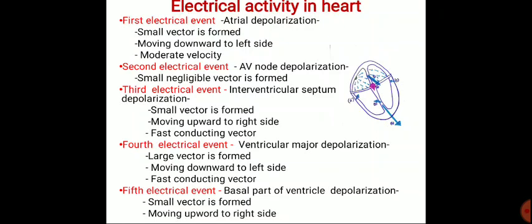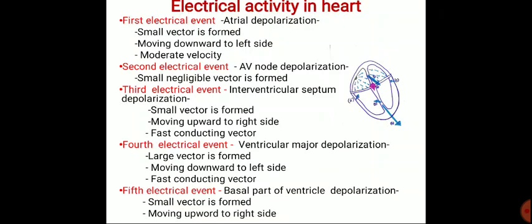The second electrical event is the AV node depolarization. A very small, negligible vector is formed, so it is not recorded in the ECG graph. The third electrical event is the intraventricular septal depolarization. A small vector is formed moving upward to the right side, and it is a fast conducting vector because of the presence of the Purkinje fibers.